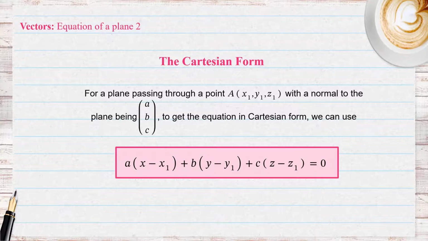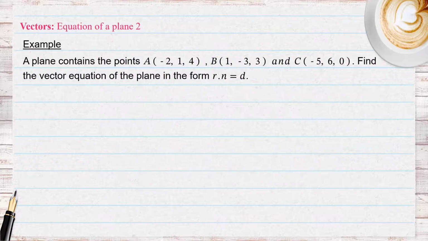Let's look at this example here. A plane contains the points A of coordinates (−2, 1, 4), B of coordinates (1, −3, 3), and C of coordinates (−5, 6, 0). Find the vector equation of the plane π in the form r · n = d.